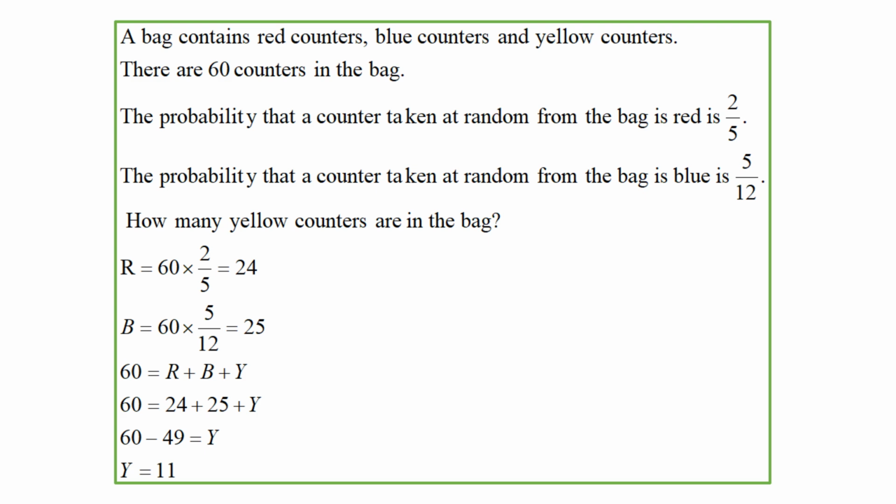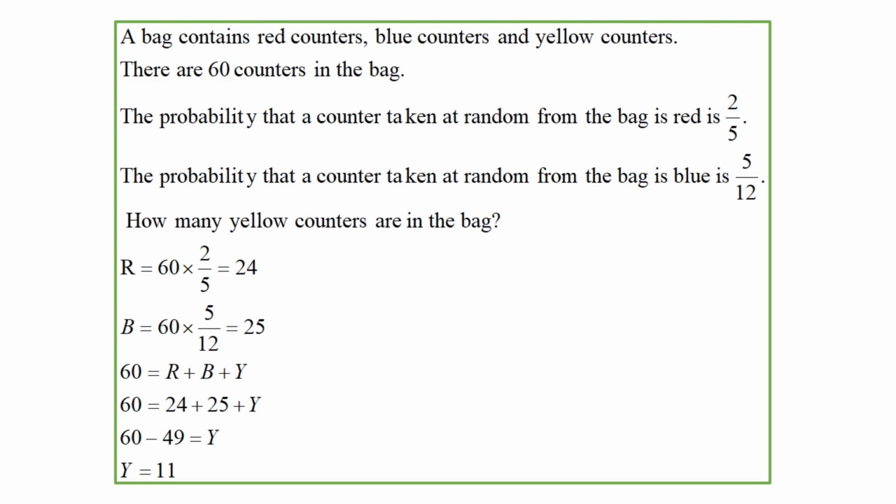First, let's look at the probability of selecting a red counter, which is 2/5. This means that if we were to randomly select a counter from the bag, 2 out of every 5 selections would be red. To find out how many red counters are in the bag, we can use this probability. Since there are 60 counters in total, we multiply the total number of counters by the probability of selecting a red counter. So, we take 60 and multiply it by 2/5.